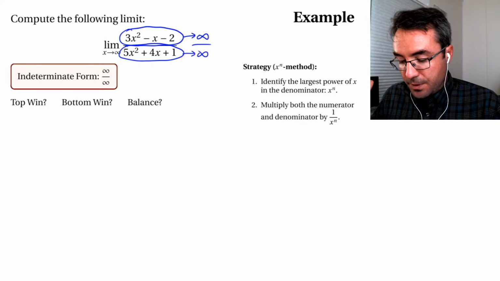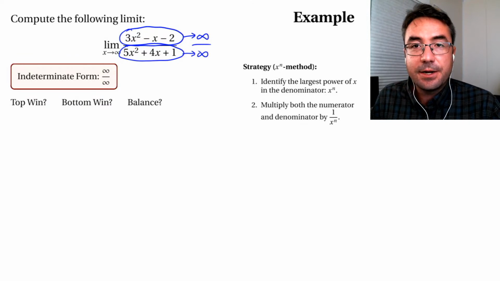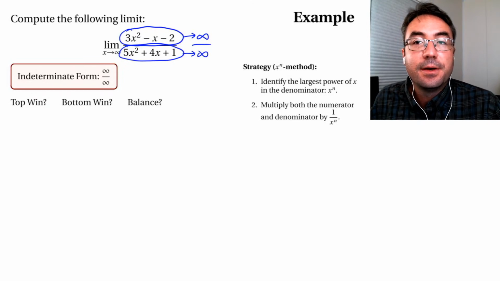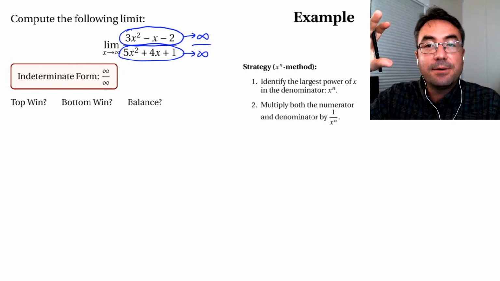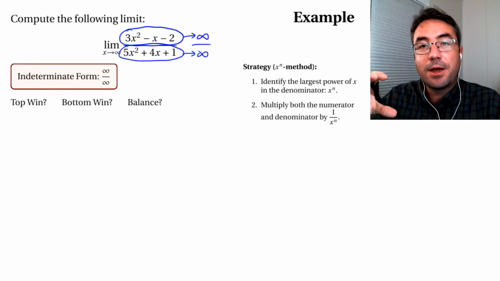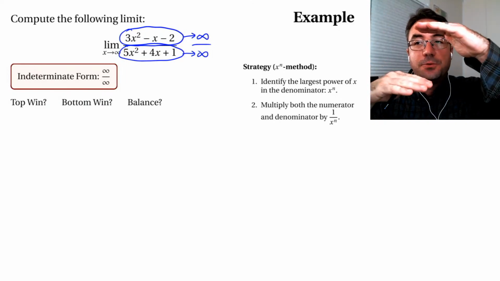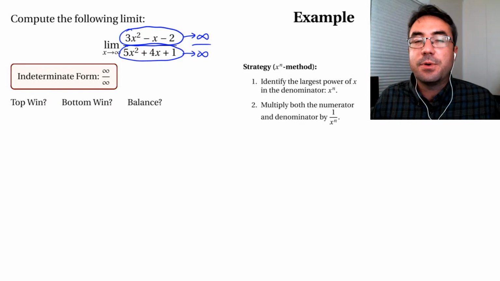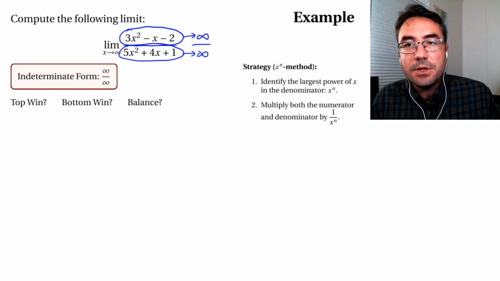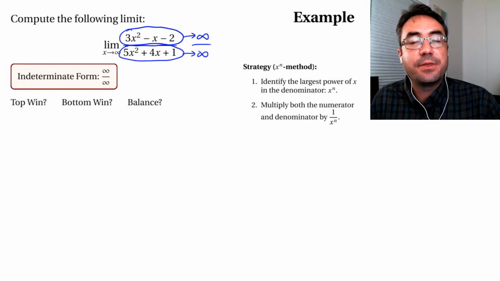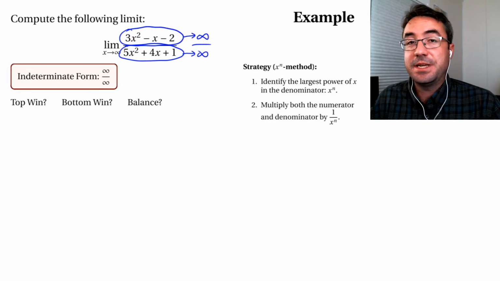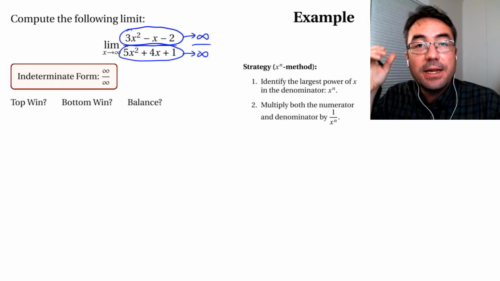The main story here is we do not know what happens with an indeterminate form. The top function might win out, the bottom function might win out, or the two might balance each other out and we end up with a number. So we don't know what happens with this limit. It could be infinite, it could be negative infinite, it could just not exist, or it might equal a number.